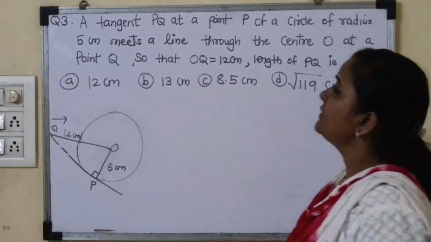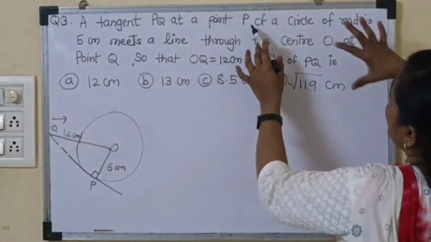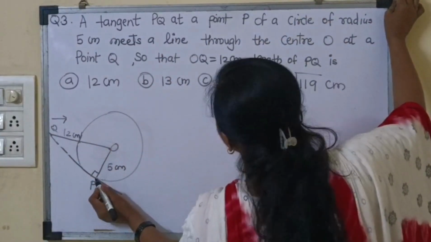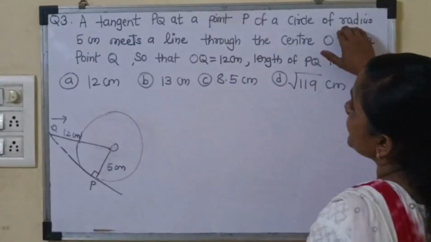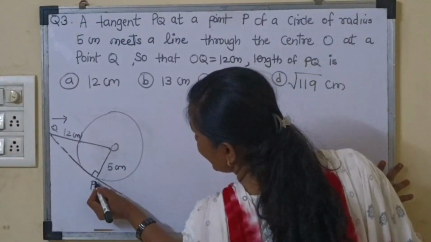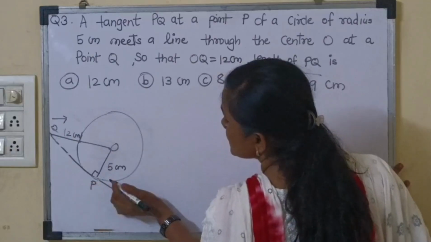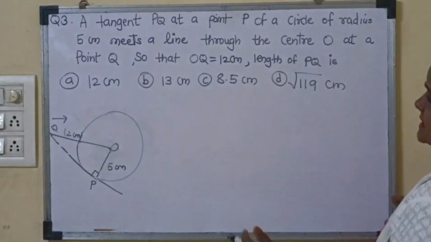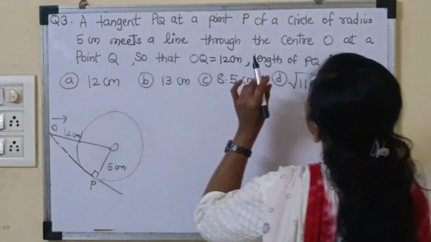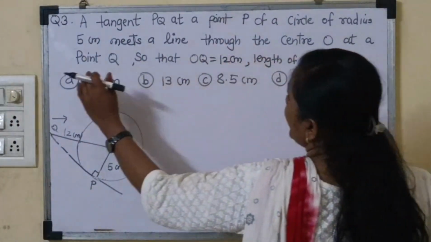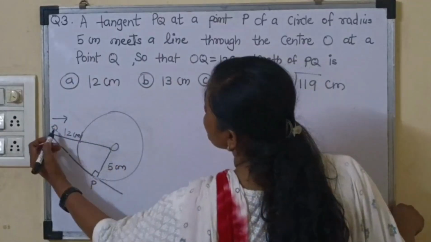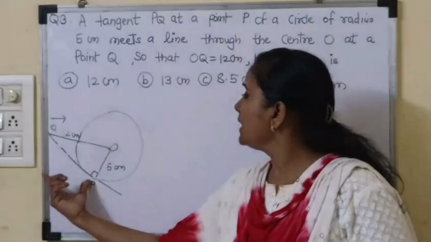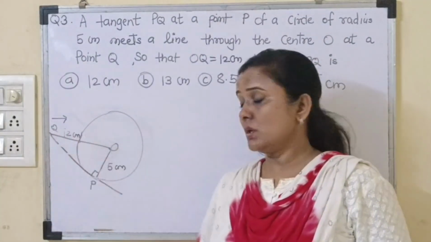Now in question 3, a tangent PQ at a point P. So here I am drawing one tangent at P of a circle of radius 5 centimeter. From the point where the tangent touches the circle, we have to draw the radius, and that radius is 5 centimeter, through the center O at a point Q, so that OQ is 12. So find out the length of PQ.